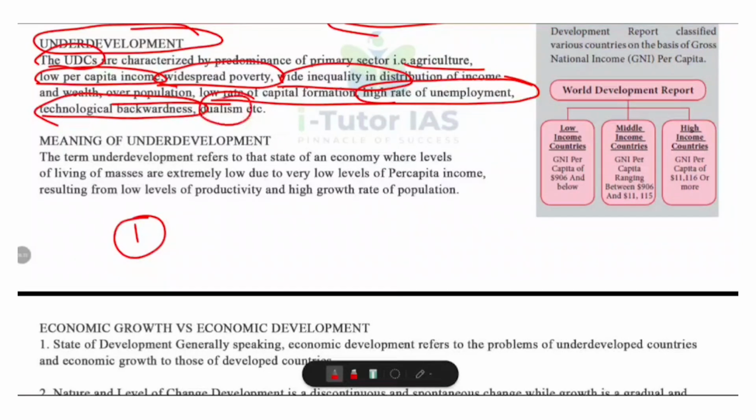Then next word, dualism. What is meant by dualism? This means the coexistence of two very different sectors in the same economy. For example, a modern industrial sector alongside our traditional agriculture sector, and these sectors do not interact efficiently with each other. So in short, underdevelopment is not just about low income. It is a combination of economic, social, and structural weaknesses that hold a country back.